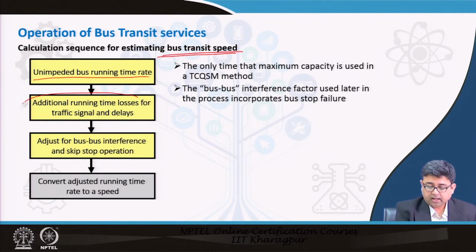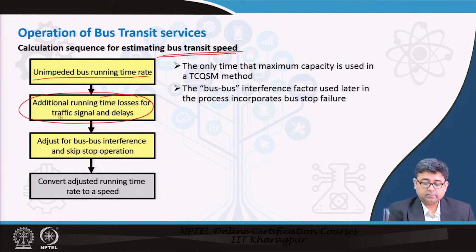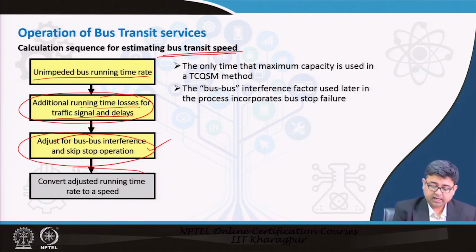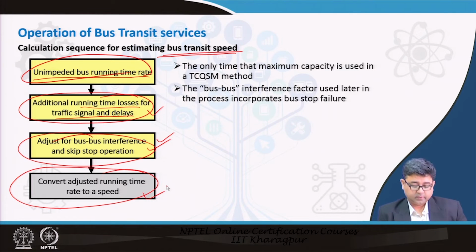Then you start to account for different types of losses. You add running losses for traffic signals and delays. Then you add those losses and adjust for bus interference and skip stop operation when there is bus bunching happening, which reduces the bus speed. So, you take all that into account. After all that, you use all these lost times, and then finally convert the adjusted running time rate into a speed.